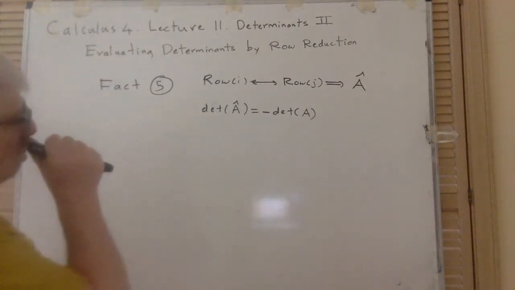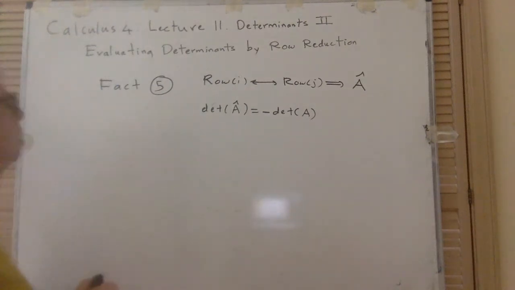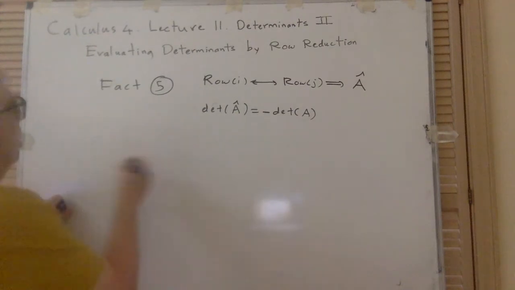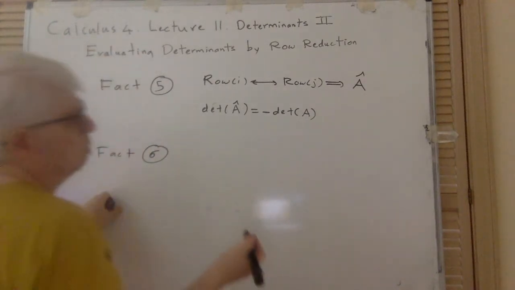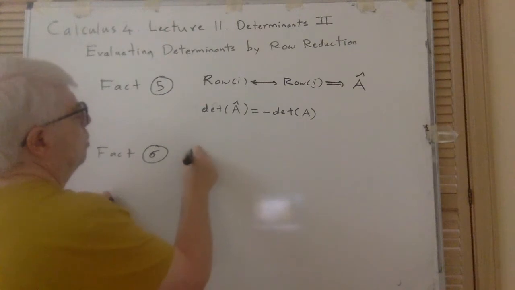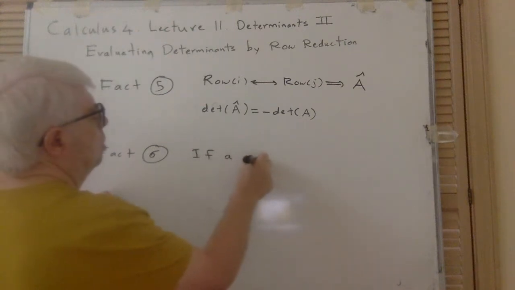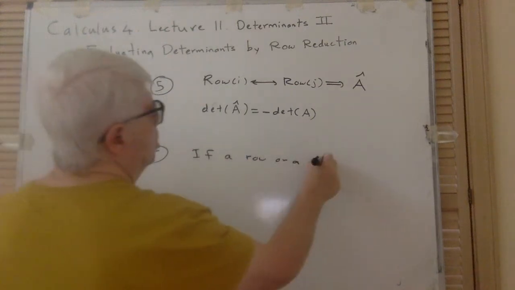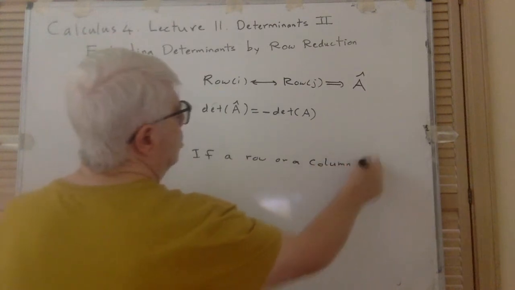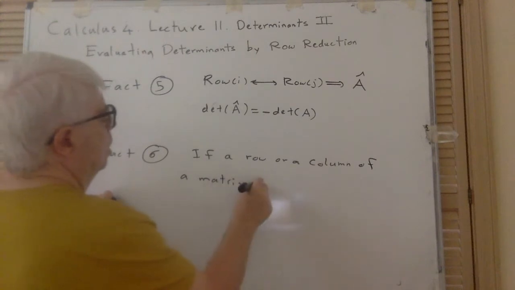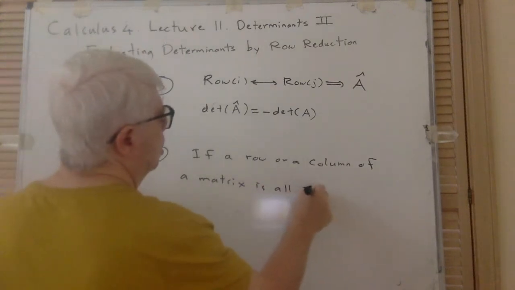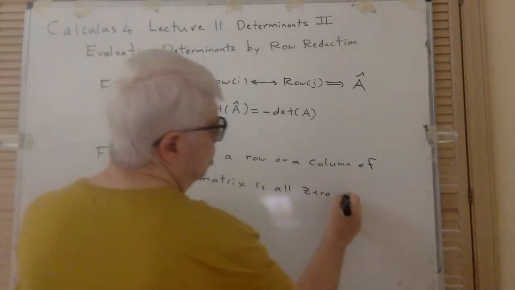Okay, let me think if there's anything else. Oh yeah, another one is fact 6, which is very simple. If a row or a column of a matrix is all zeros, the determinant is 0.